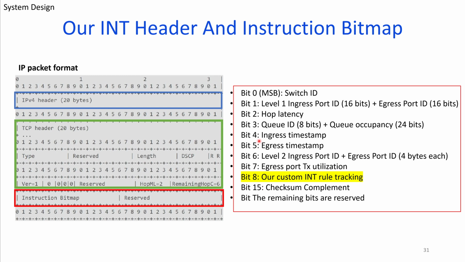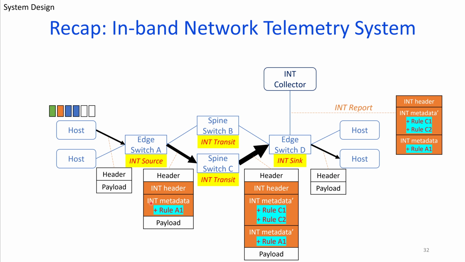We extend the standard INT bitmap by adding a bit to tackle the rule tracking feature. The offset of the bit is reserved originally, so this augmentation should not bring any trouble to the standard INT. This is a quick recap of our INT system. The goal is to add logic to the INT sink switch to reduce the INT report traffic generation rate. I will not only show our INT sink flow, but also show how we design the INT source and INT transit switch. Let's get started.